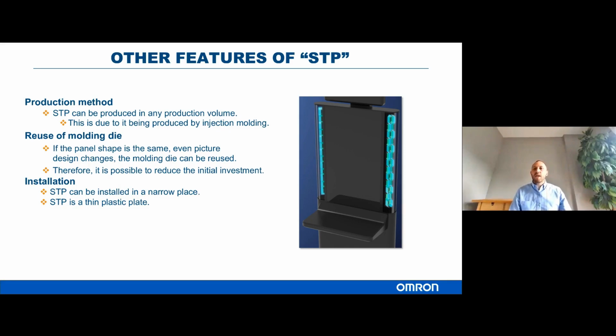On top of that, we can reuse the molding die. So as long as the panel shape, if the panel shape is 150 millimeter by 150 millimeter, we could reuse the same mold and create that same panel over and over, even if you want to change the imagery or the graphic that is on that panel. So once there's an investment in the die, there can be changes made to the panel, but we can still maintain and use that same die. So it helps limit and reduce initial investments and investments that might need to be made further along in the life cycle stage.